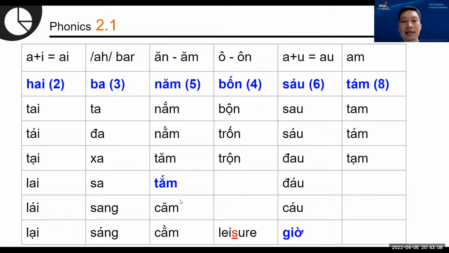Okay, this one is cầm. Very good. Tắm means shower. So okay, năm. Okay, so 2, 3, 5. Can you read for me? 2, 3, 5. Very good.